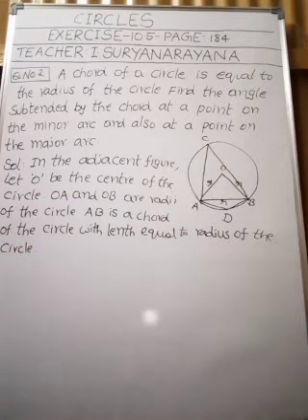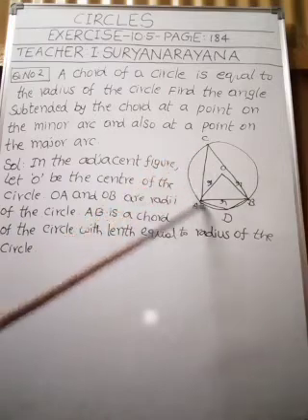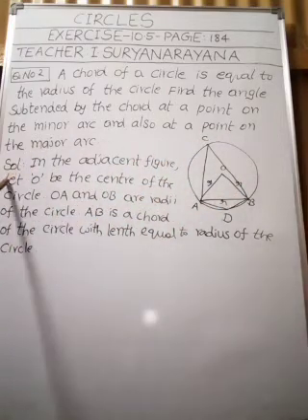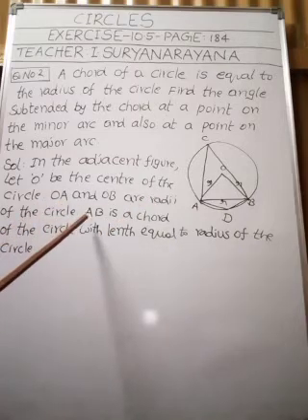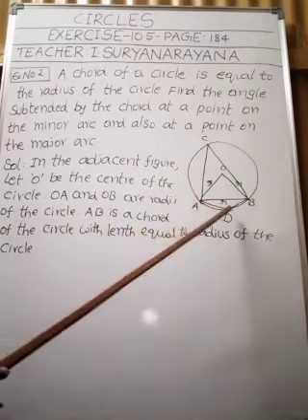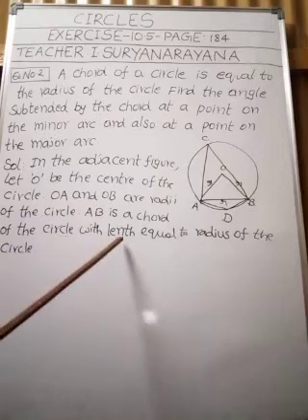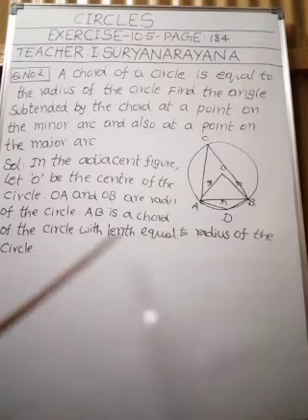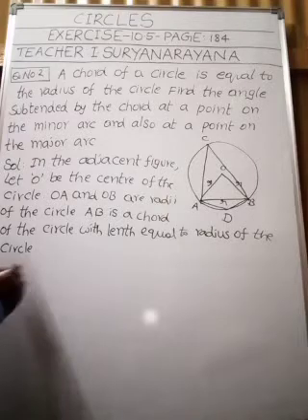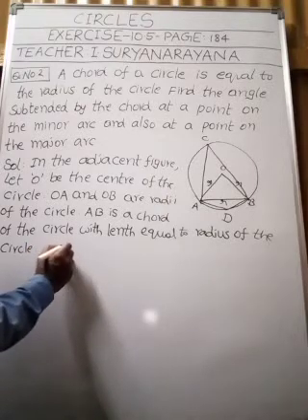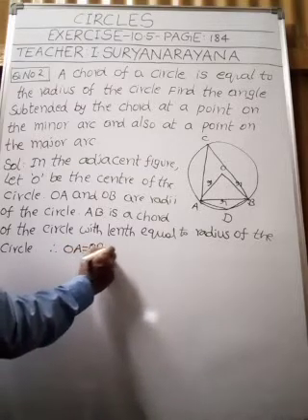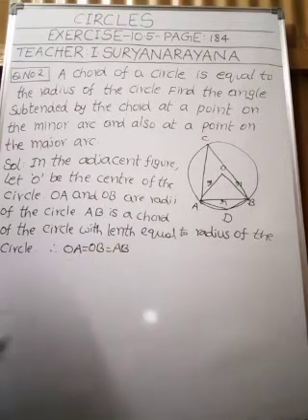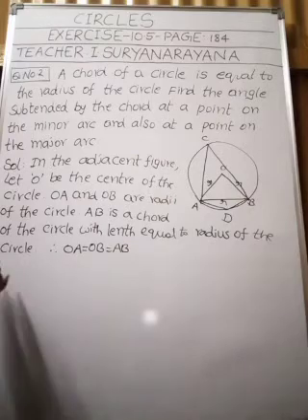Okay, my children. In this adjacent figure, we are writing the description of this figure. Let O be the center of the circle. OA and OB are radii of the circle. AB is a chord of the circle with length equal to radius of the circle. Therefore, OA is equal to OB is equal to AB. Now construction.